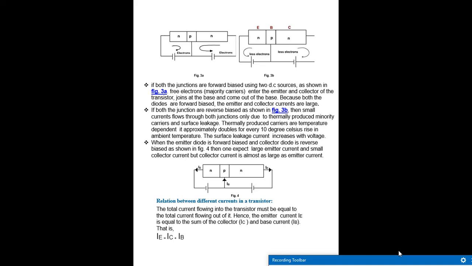And figure 3b is a reverse bias. How is it a reverse bias? Because the negative N is connected to the positive terminal and base positive is connected to the negative terminal. Once again, the base positive is connected to the negative terminal and collector is connected to the positive terminal. So once again, this is a reverse bias.